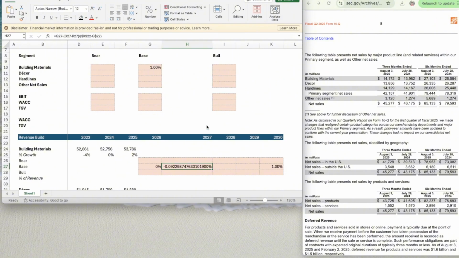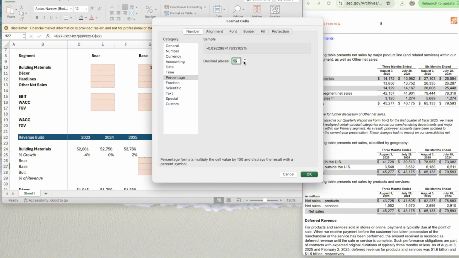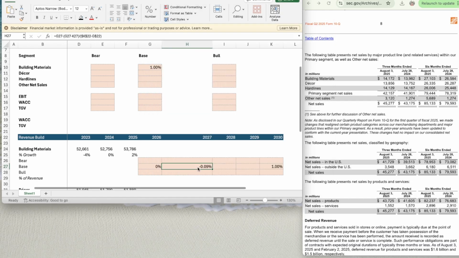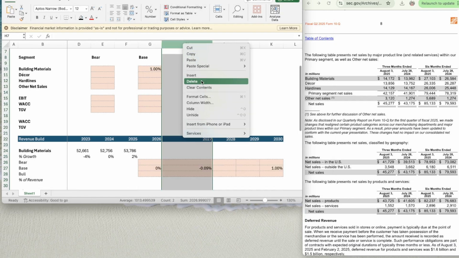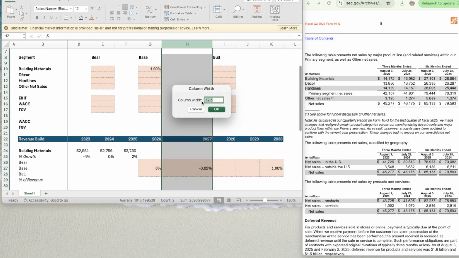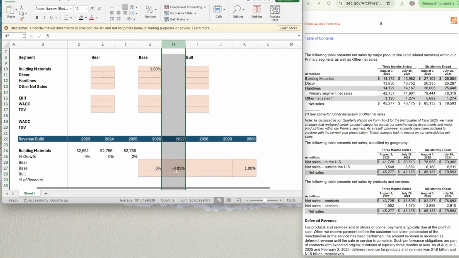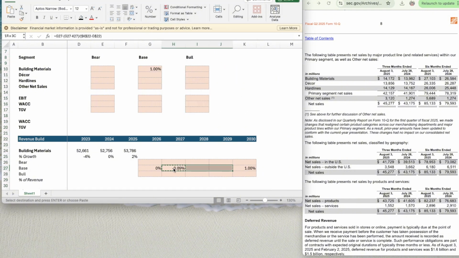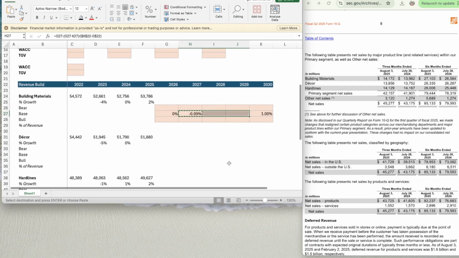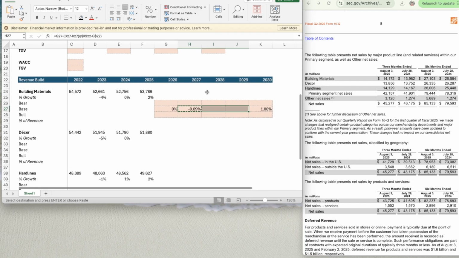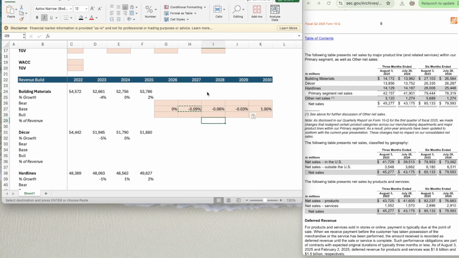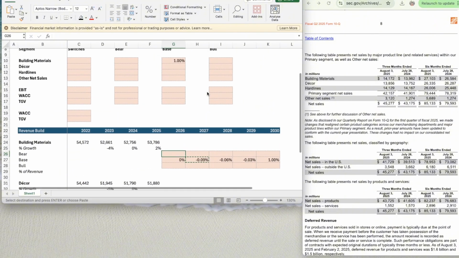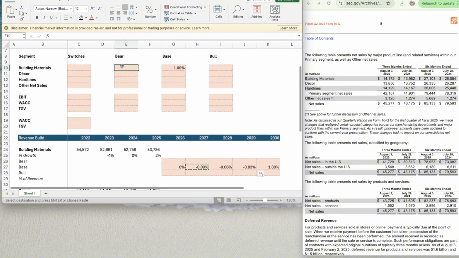Let's reformat this. 2 decimal places is enough. The column width is always 10. So yeah. Sorry, let me just pull this up a bit so you can see it better. Okay, that's done now. We're going to say that a bear case does 95% of this growth rate.